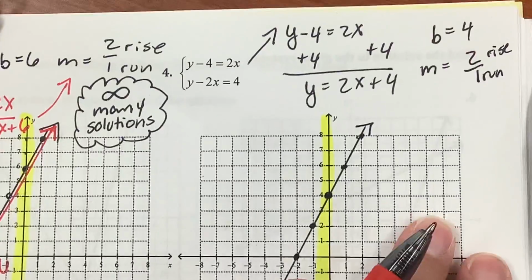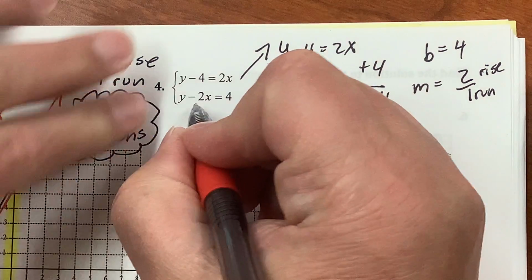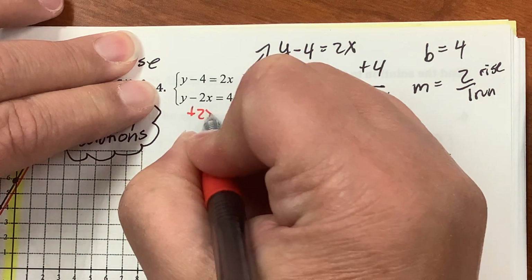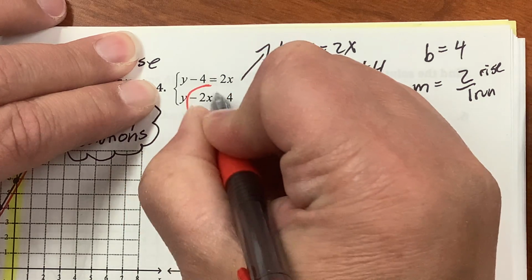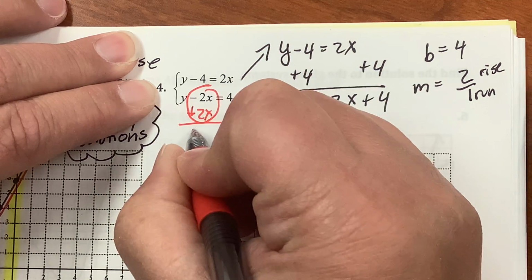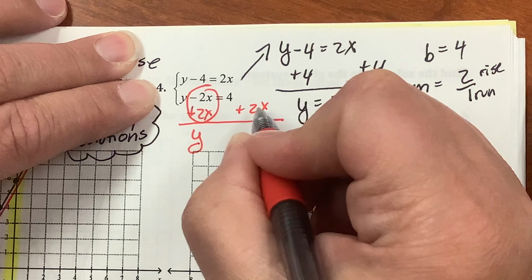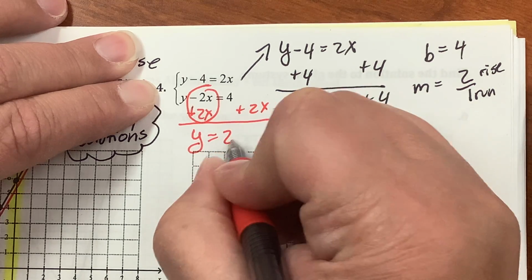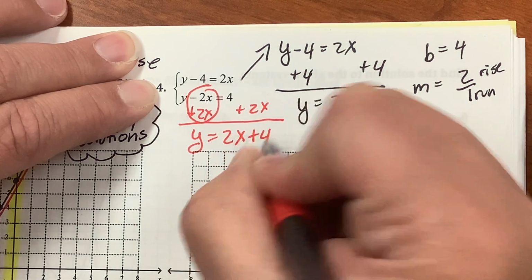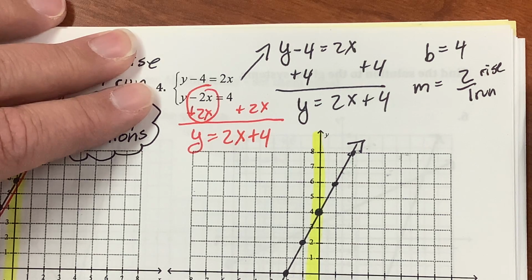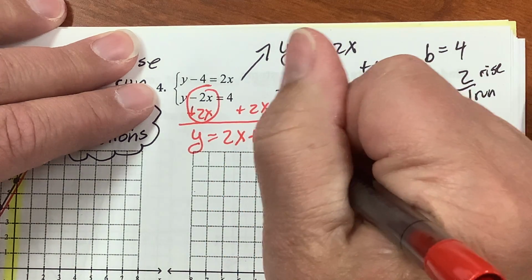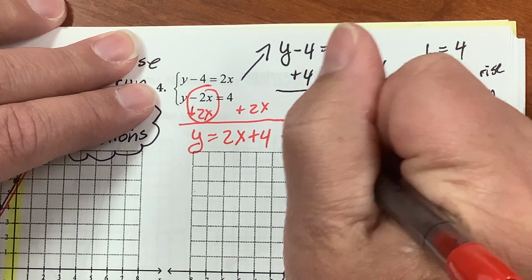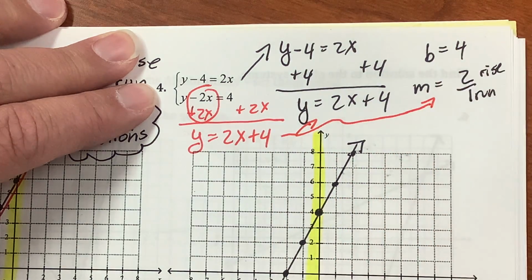Now, to fix this one. I have to add 2x to both sides. Negative 2x and positive 2x is 0. Y comes down by itself. I want to put the 2x first. 2x plus 4. Hey, wait a second. That's 2 times in a row. This is the same as this. This is this. So therefore, this is that.